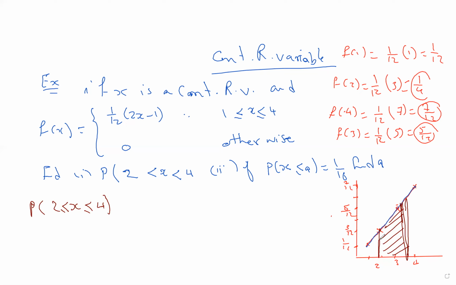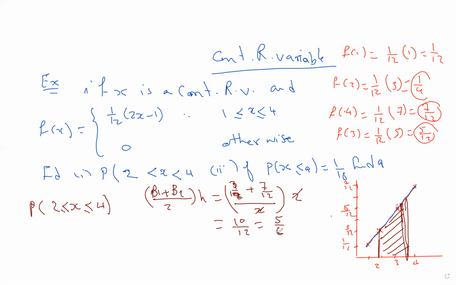What is the area of the trapezoid? Base 1 plus base 2, over 2, times height. Where base 1 is f of 2, because the density function is between 2 and 4. F of 2 is 1 over 4, or 3 over 12, plus base 2, which is f of 4, 7 over 12. Divided by 2, and the height is the difference between 2 and 4, which is 2. So this cancels with this one. It will be 10 over 12, or 5 over 6. This is the first one.